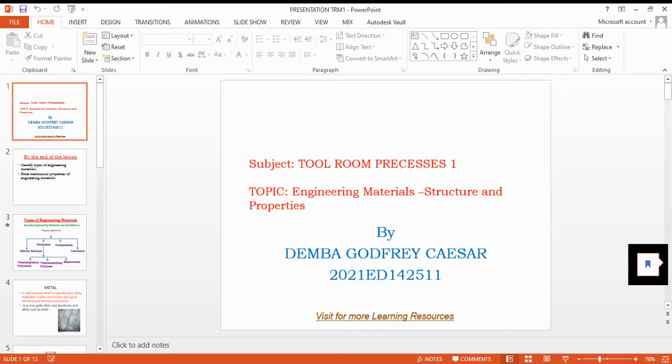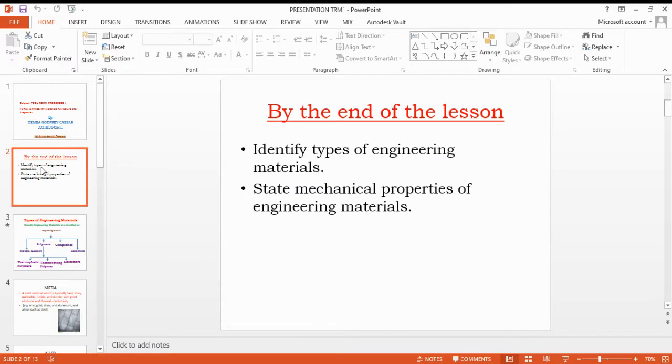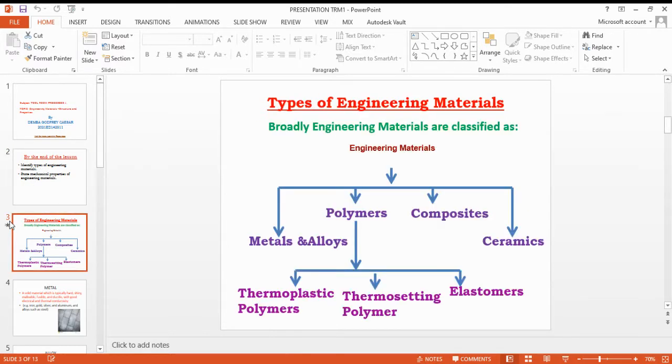Today the subject of discussion is Workshop Process 1, and the topic for discussion today is engineering material structure and properties. My name is Demba Godfrey. By the end of the lesson, the learner is supposed to identify types of engineering material and to state properties of engineering material. Let us look at the first objective of the lesson, types of engineering material.